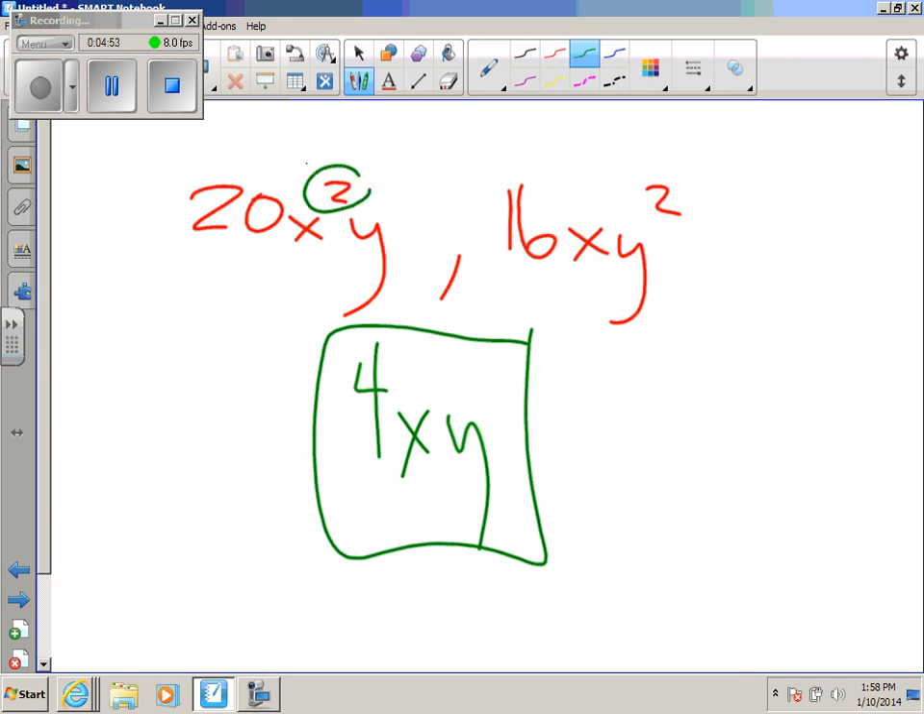Because how many x's do you have here? 2. How many do you have here? 1. So you can't say they both have 2 in common. If they had both had 2 in common, they'd both have to have at least 2. If you line them up on top of each other, this one you'd have x times x. This one is just x. So you'd really only be circling one pair of x's.